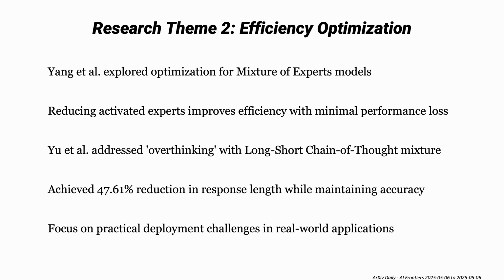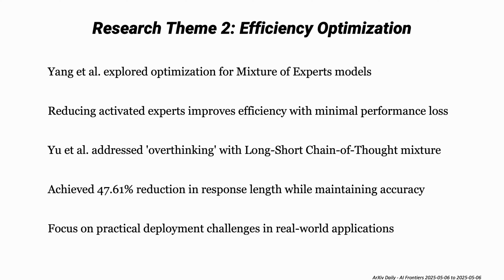The second dominant research theme focuses on efficiency and optimization in large language models. As language models continue to grow in size and complexity, researchers are increasingly focused on making them more computationally efficient without sacrificing performance. Several papers address this challenge through various approaches. For instance, in faster LLM inference for extremely large models, Yang and colleagues explore optimization techniques for mixture of experts models, particularly focusing on fine-grained MoE architectures. They demonstrate that reducing the number of activated experts can lead to substantial efficiency improvements with only minor performance degradation.